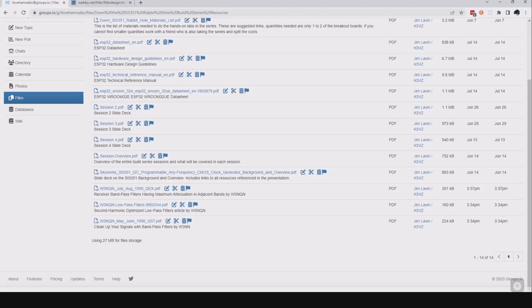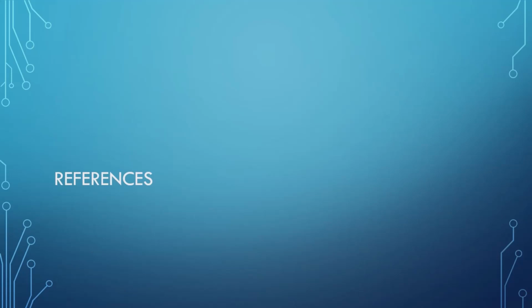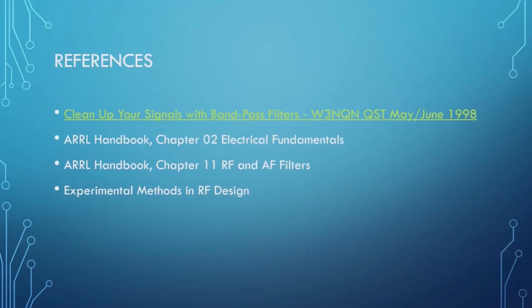The other place I would suggest that you go, let me go back over here. Okay, so the first thing I would say, that first reference is that clean up your signals with Bandpass. That's the May-June 1998 QST PDF that I have out there. Chapter 2, Electrical Fundamentals, is going to tell you everything you ever wanted to know about capacitance and inductance from the molecular level all the way up to how it's used in design.